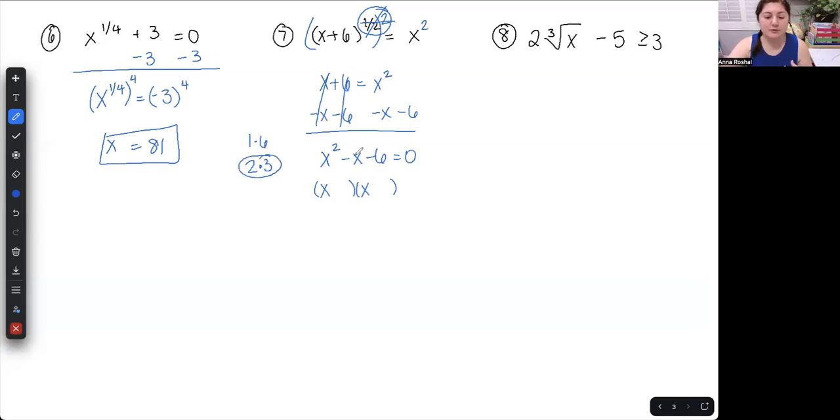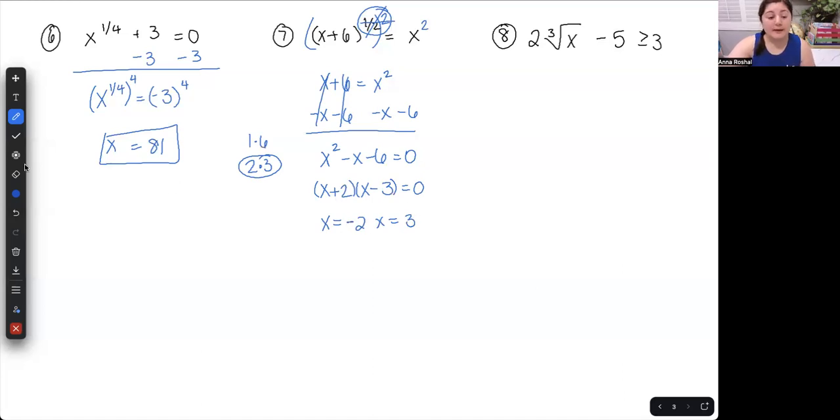So I'm going to choose 2 and 3 because I think that those will be my best options. I know I want a -1, so -3 and +2 inside the parentheses. And then when I set each of these equal to 0, I'm going to end up with x = -2 and x = 3.